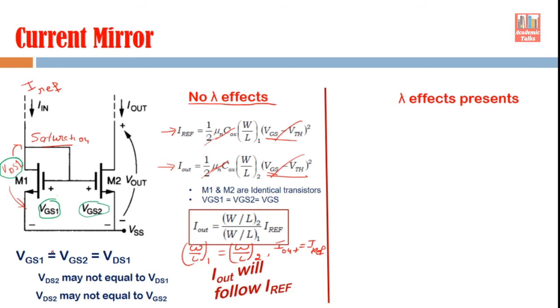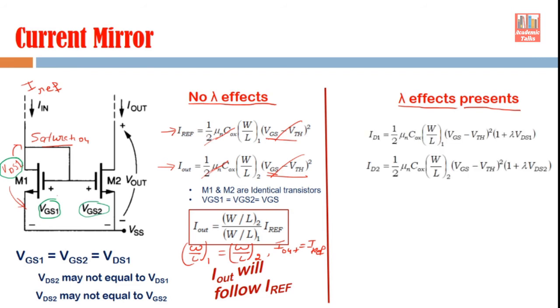Okay. Now the main conclusion is that your output current will follow your reference current. If your reference current is changing, your output current will change. So whatever the reference current, exactly the same output current you can get, or the output current can be a multiple of your reference current. There will not be any kind of deviation. Now let's discuss what happens if lambda effects are considered, and it is important because practically MOSFET devices have lambda effects in them. We can't ignore lambda effects. So let's see what happens if we consider lambda effects.